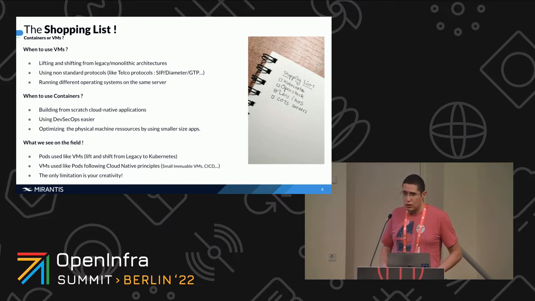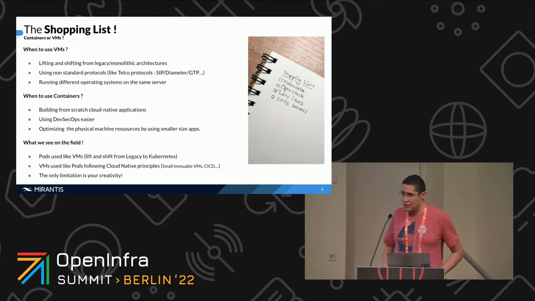But really what we see in the field is that people have a lot of imagination, right? Sometimes they use pods where they should use VMs, especially in the telco field. 5G is moving to Kubernetes, so everything is moving to pods. We have seen customers just doing a lift and shift from VMs to pods. It means they have huge pods, which are not cloud native, but well, it works.